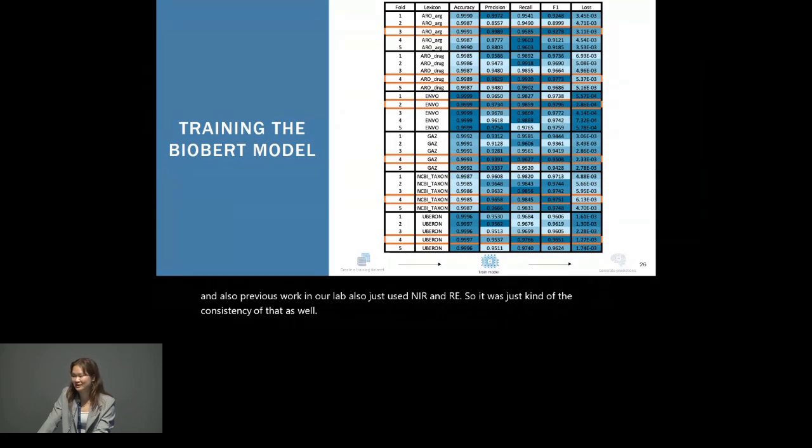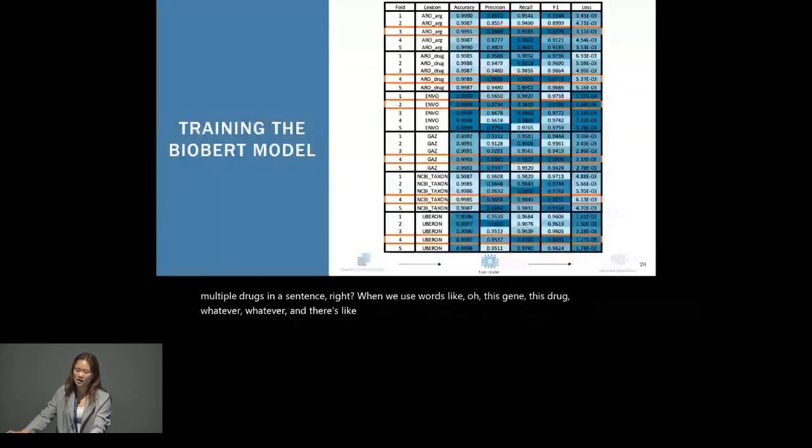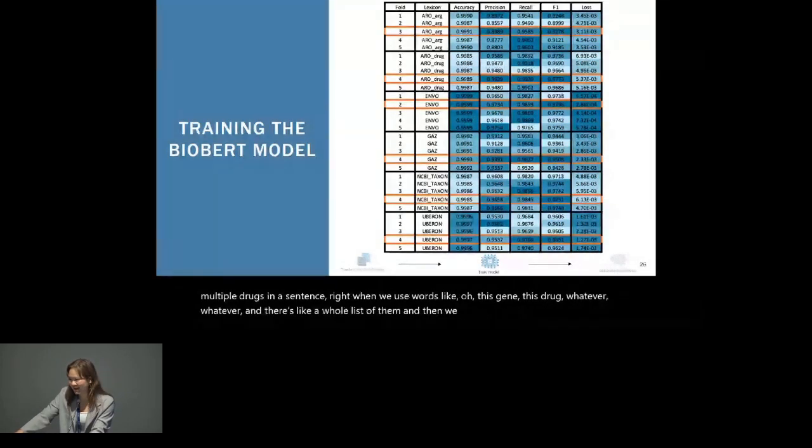Great talk and very impressive results. For your relation extraction, do you have any sense of what it's getting wrong, any obvious patterns? Yeah. So what I had noticed and what was really interesting is that when there are multiple genes and multiple drugs in a sentence, and we use words like this gene, this drug, and there's a whole list of them and then we go respectively, that really messes up the model.